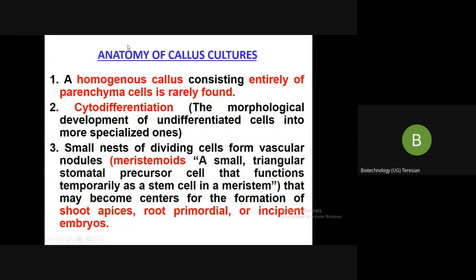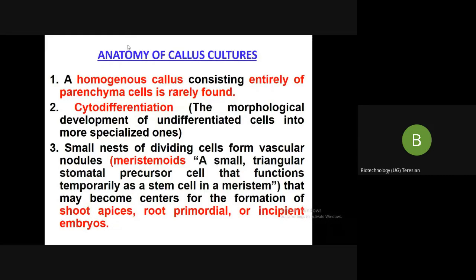And also remember, we said that callus is not formed only in the laboratory. It can be formed by nature also, when there is an infection from a microorganism or by some insect, or some mechanical and physical harm caused to the plant. At that time also callusing can occur. So we shall look into the anatomy of the callus.